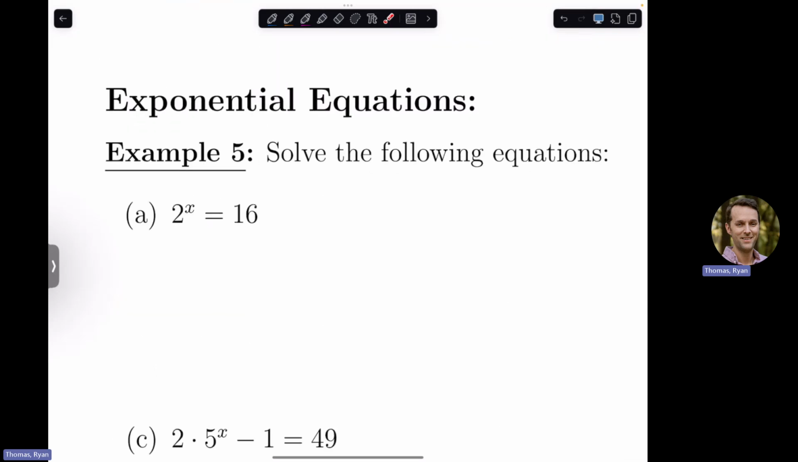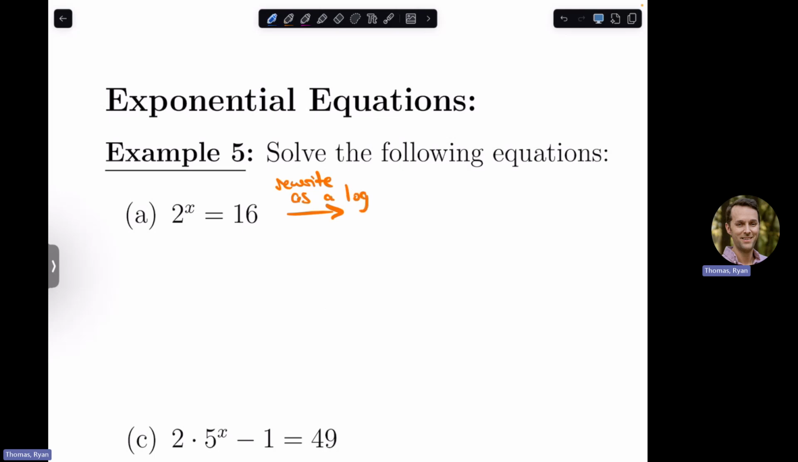So we need to be able to solve equations involving either an exponential or a log. I want to find x that makes 2 to the x equal to 16 true. How could we do this? Write it as a log. Okay. I could rewrite it as a log.